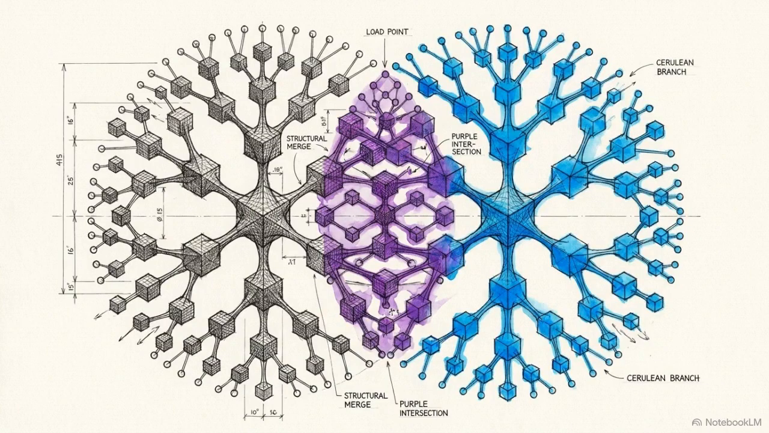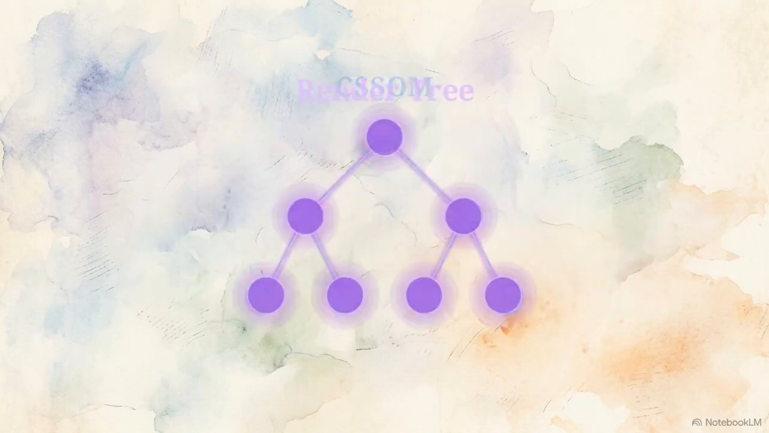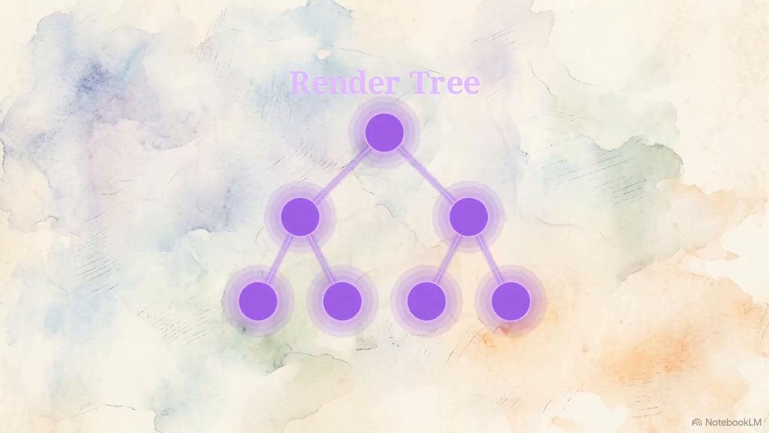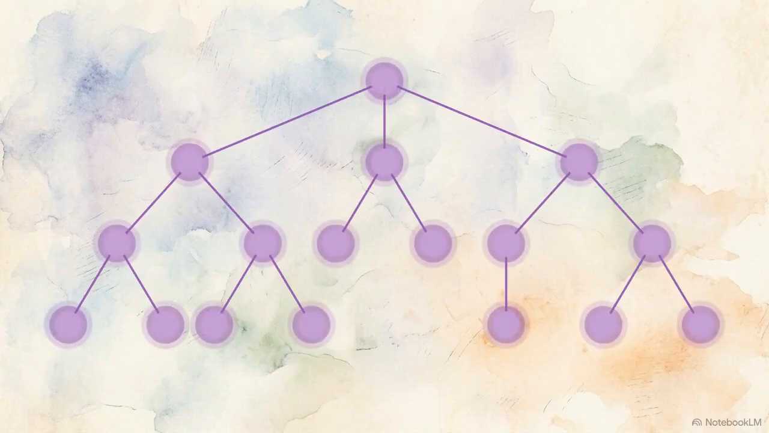Once parsing is complete, the browser enters a synthesis phase to combine the structural framework of the DOM with the styling rules of the CSSOM. The two distinct data structures overlap and merge into a single unified architecture called the render tree. The defining characteristic of the render tree is that it strictly contains elements that will actually be visible to the user. During this synthesis, the browser initiates a mathematical pruning process.